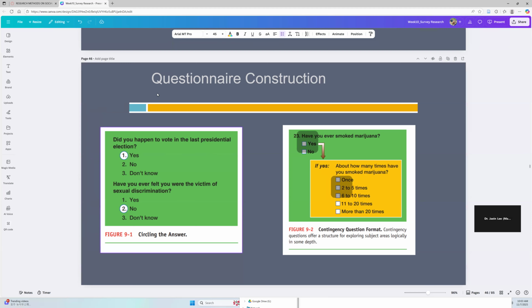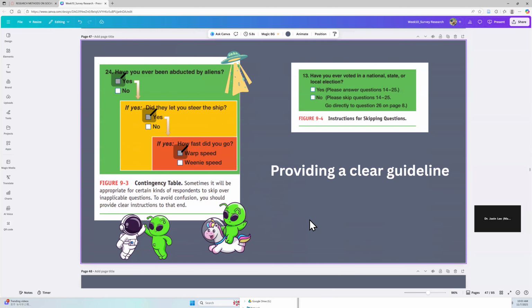So there are many formats of survey questions. If you use online, maybe you can just click the answers. But if you have a hard copy version of the survey, when you participate, you would circle or check. There may be many ways to mark up, but usually you can circle the answer. That's the very basics. And again, the next is the contingency table. Sometimes it will be appropriate for certain kinds of responses to skip over inapplicable questions to avoid confusion.